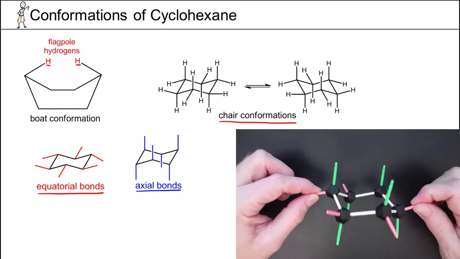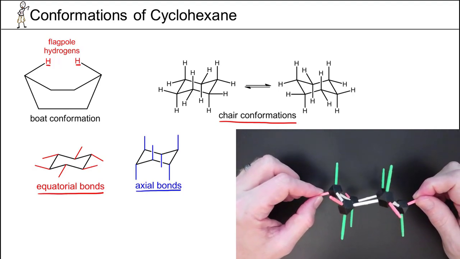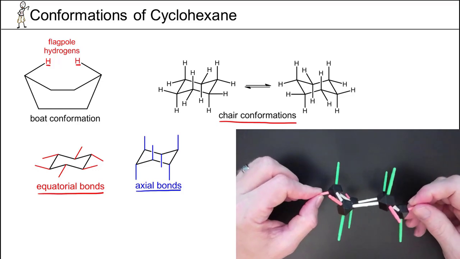This is your chair conformation. You should totally build a model of this at least once. You should totally do the chair-chair interconversions and see how everything axial flips to everything equatorial.